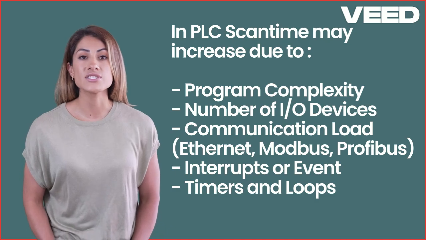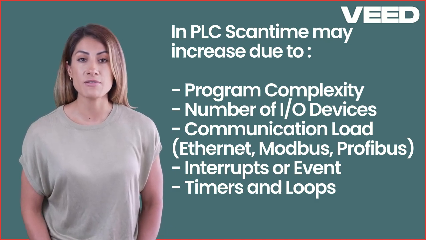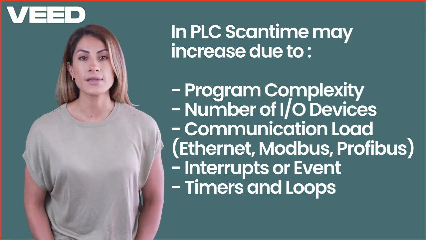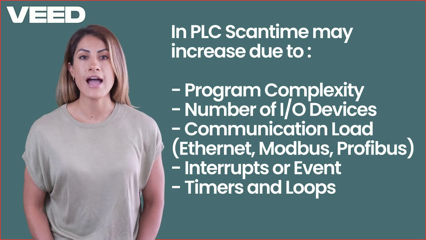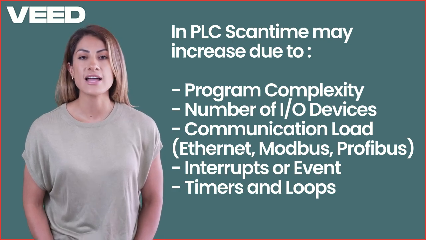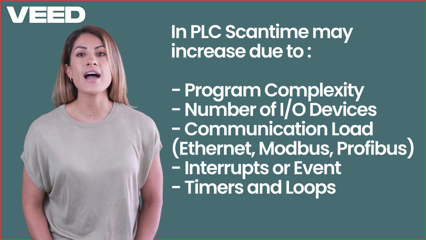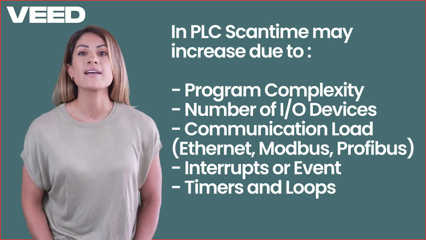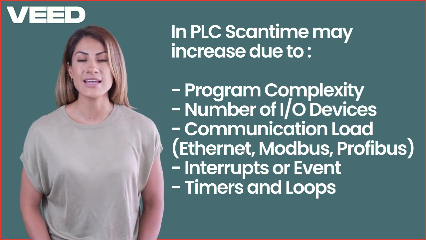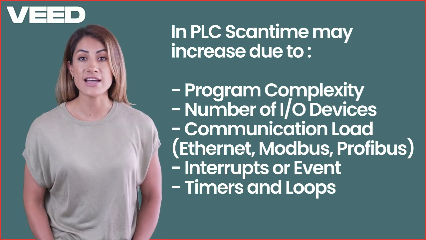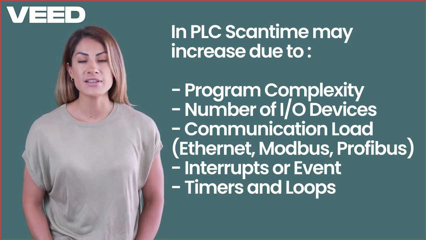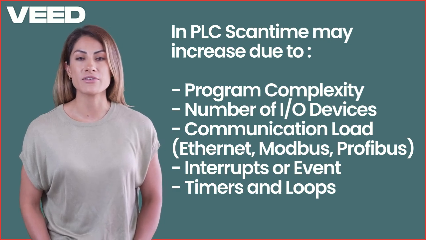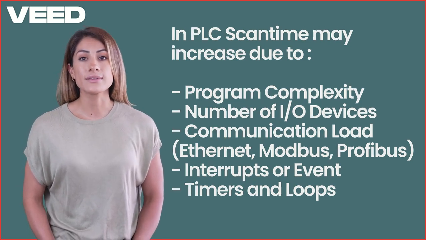Communication load: external communication, Ethernet, Modbus, Profibus, can slow down the cycle. Interrupts or events: high priority tasks may cause scan time fluctuations. Timers and loops: nested loops and large timer operations affect execution time. If a simple PLC program has a scan time of 10 milliseconds, but receives more data from sensors or executes additional logic, the scan time may increase to 20 milliseconds.